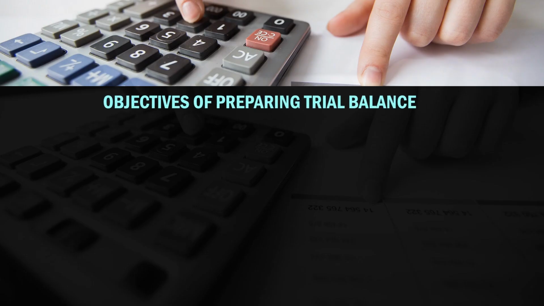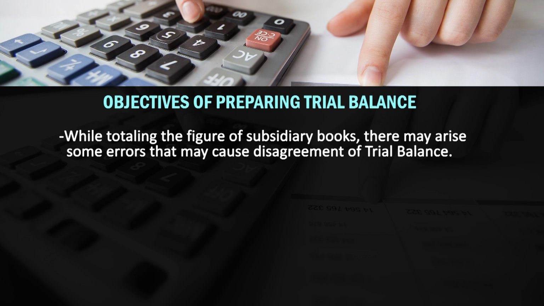Then the next one is, while totaling the figures of the subsidiary books, there may arise some errors that may cause disagreement of the trial balance. Yes, as we have discussed, while totaling the figures of subsidiary books, if a mistake is committed while making a total of any ledger account or any subsidiary books, the trial balance will not tally.